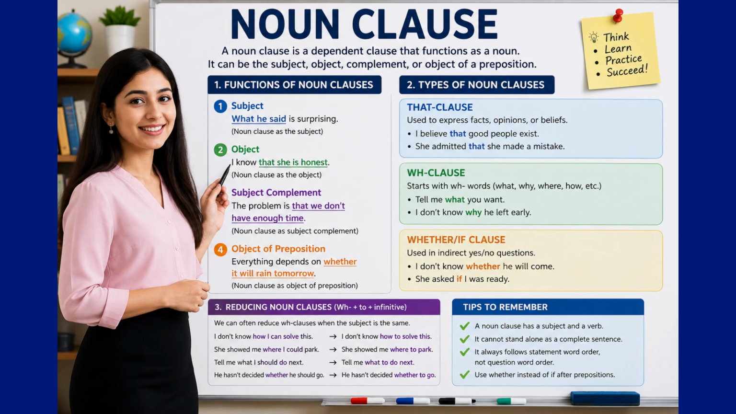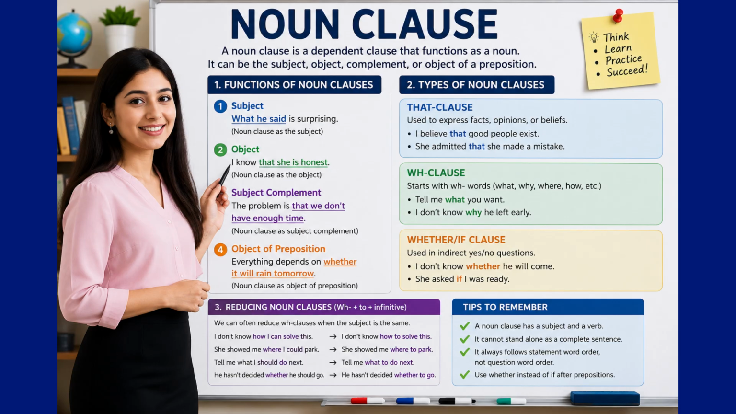What is a noun clause? Before we learn about noun clauses, let's first remember what a noun does. A noun is a word that names a person, place, thing, or idea. In a sentence, a noun can function as the subject, the object, or the complement. A noun clause performs exactly the same grammatical functions, but instead of being a single word, it is an entire clause containing its own subject and verb. Because it is a dependent clause, it cannot stand alone as a complete sentence. Instead, it depends on another clause to complete its meaning.